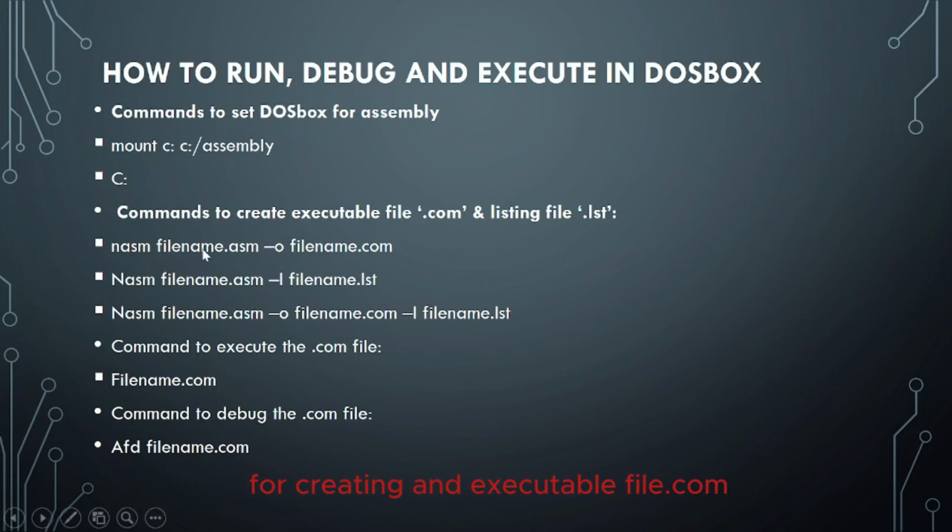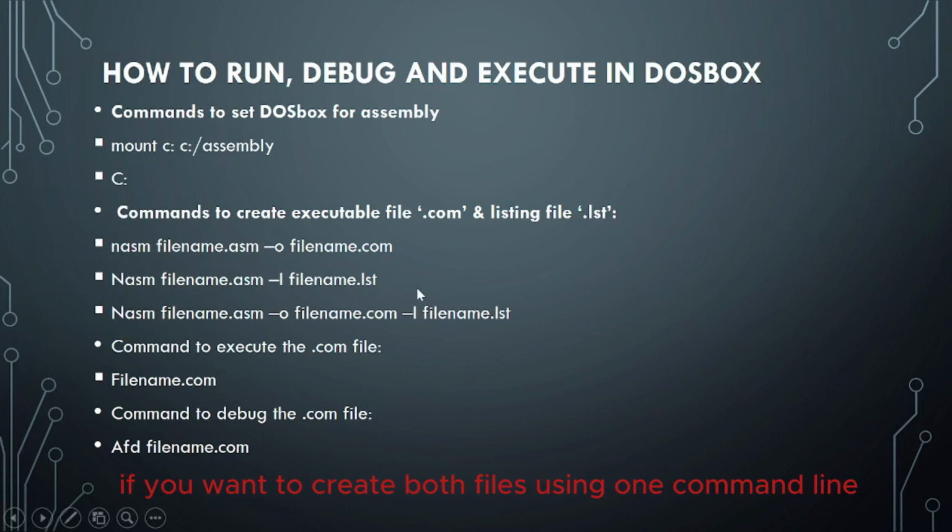For creating an executable file .com, we will execute the command nasm filename.asm -o filename.com. Here filename is the name of the file. For creating a listing file whose extension is .lst, we have to execute nasm filename.asm -l filename.lst.